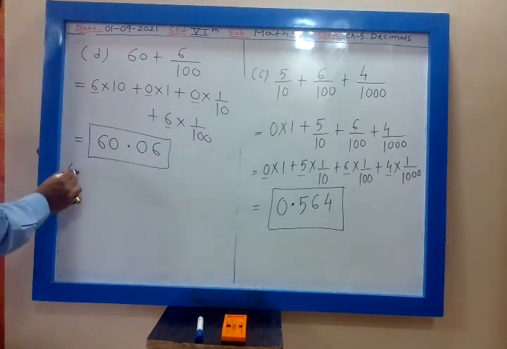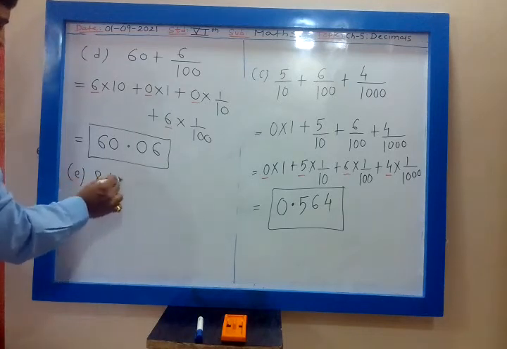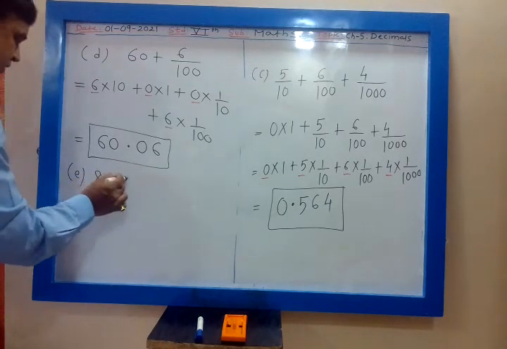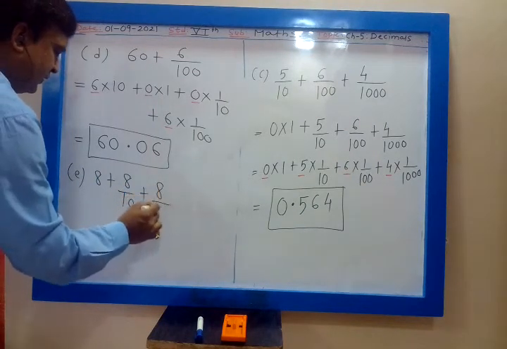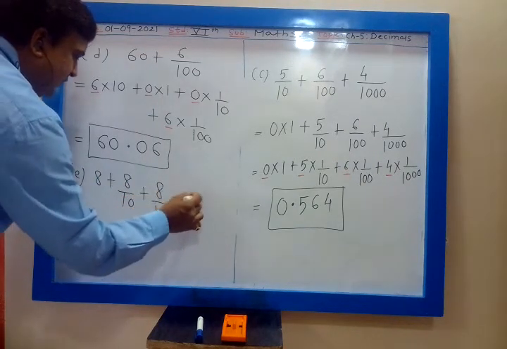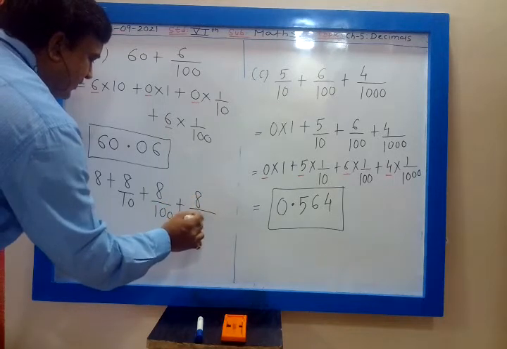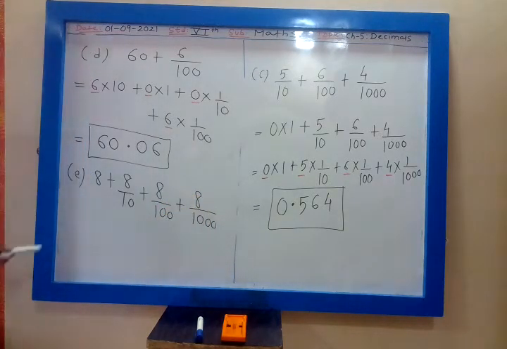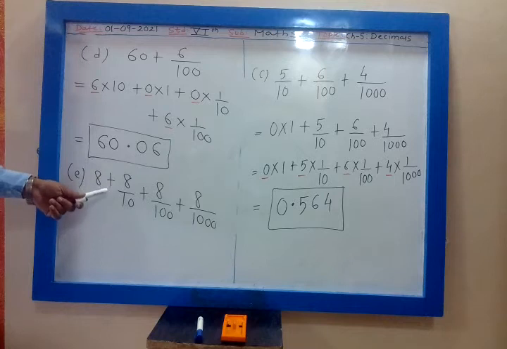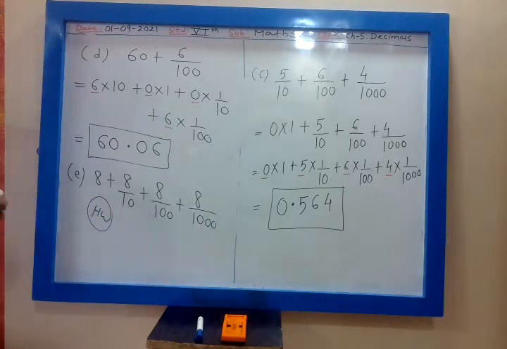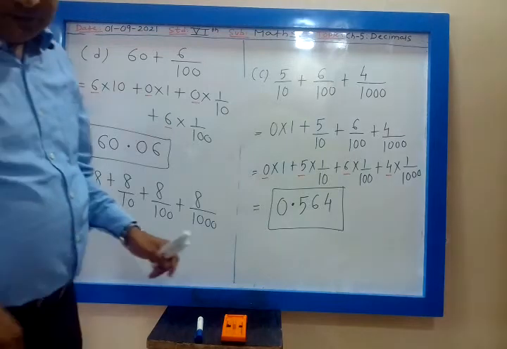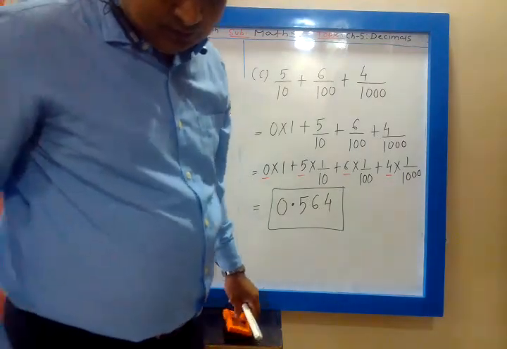Then E is 8 plus 8 upon 10 plus 8 upon 100 plus 8 upon 1000. This I am going to give as homework. This is very simple. 8 you will write as 8 into 1, and then it will be 8.888. That is the answer. So this is homework. Now write the following in the place.